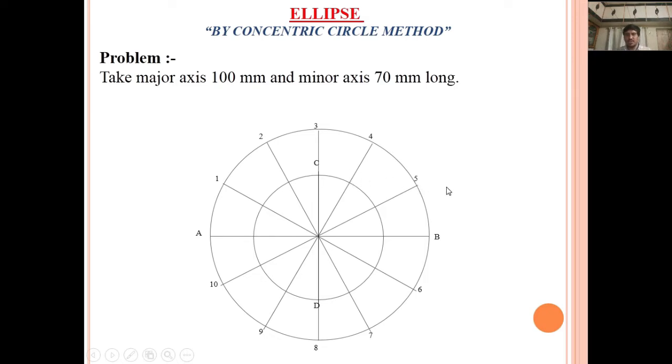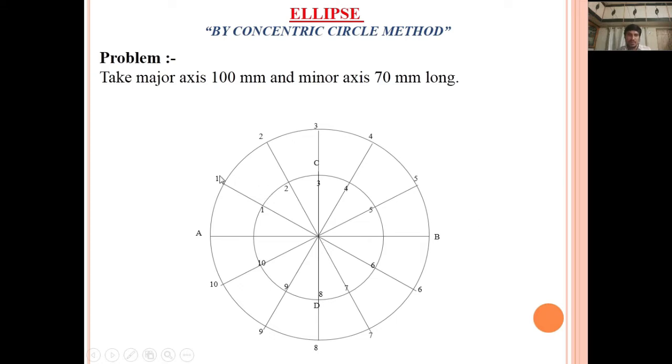The same number of divisions is made on the smaller circle, like this: 1 2 3 4 5, that's point B, 6 7 8 9 10, this point A. Now we have divided both circles, that is AB and CD, into 12 equal parts.